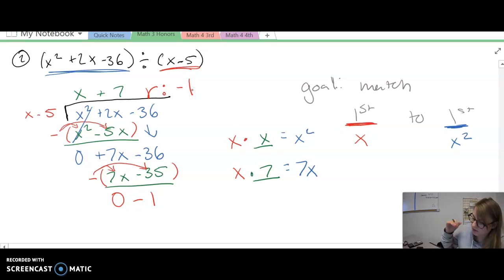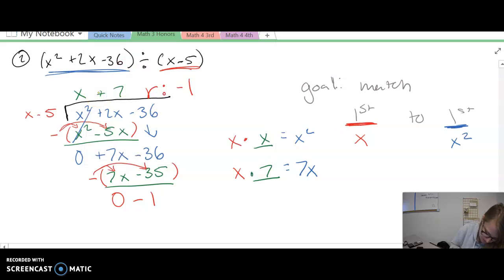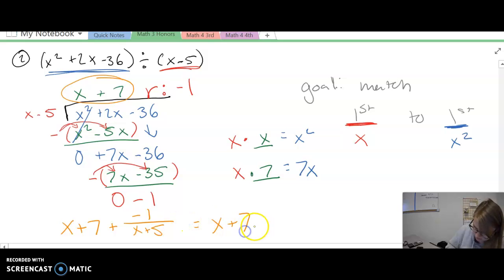And then remember, this is not where we stop. We still have one more step. So now we need to rewrite it. And I'll rewrite it in orange. So we have what we have. So x plus 7. And then plus our remainder. So plus remainder of -1 over our divisor, which was x minus 5. And you can rewrite this as x plus 7 minus 1 over x minus 5.